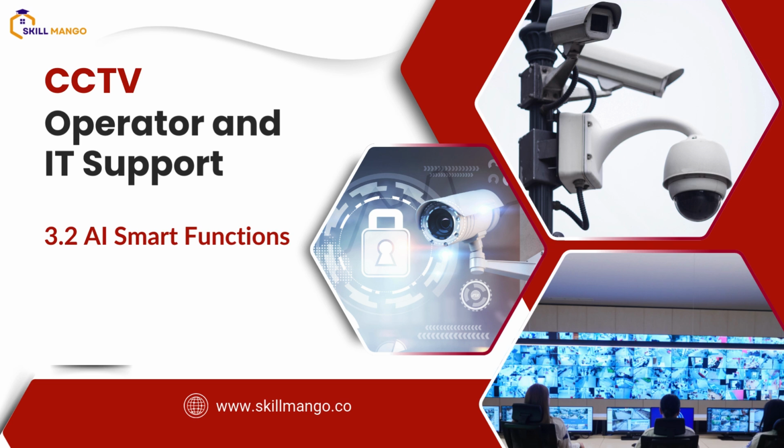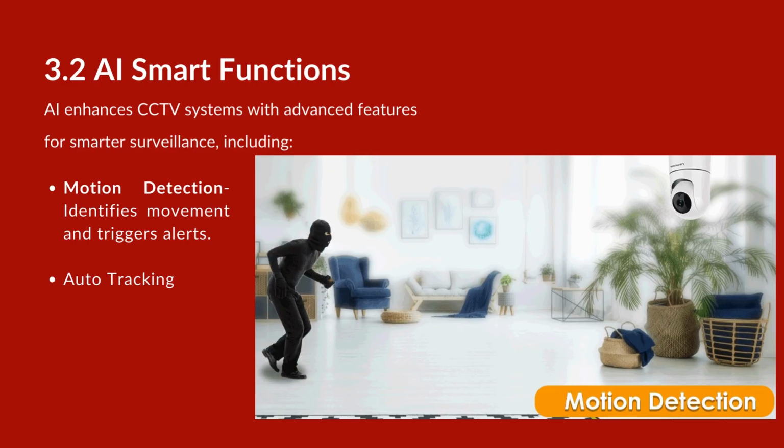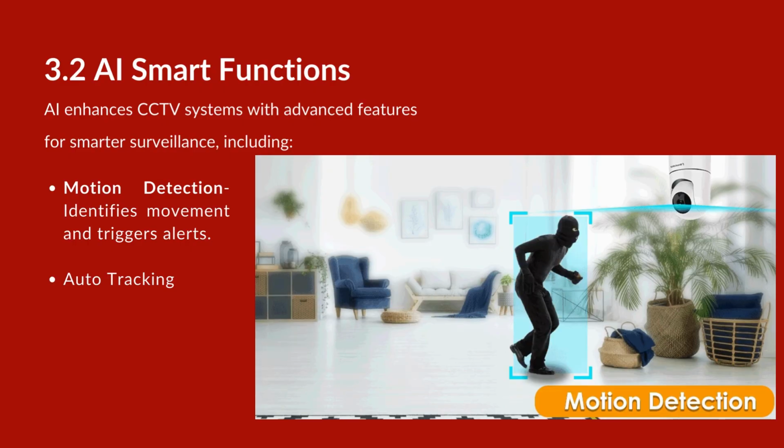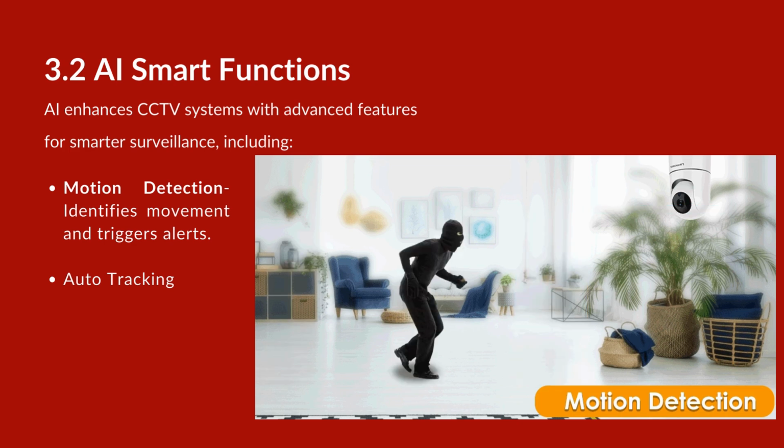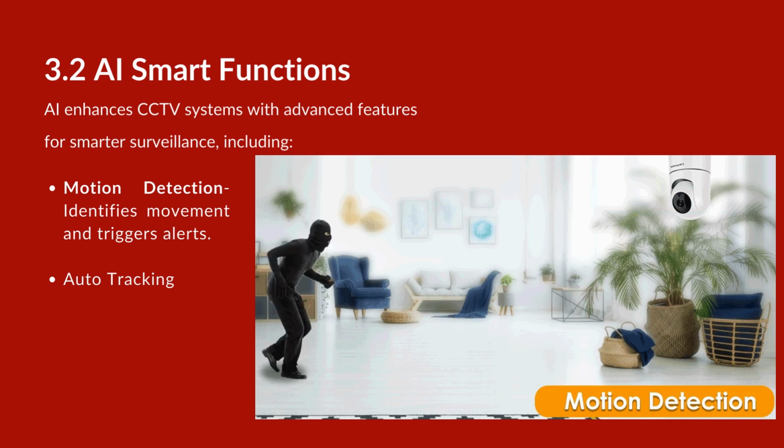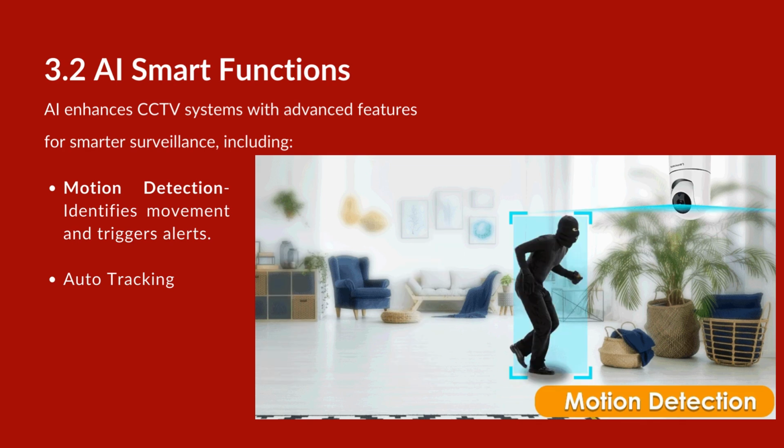This is 3.2. We'll be talking about AI smart functions for surveillance technology. Basically, AI enhances CCTV systems with advanced features like motion detection. We have motion detection in our cameras now all over the world. Any camera in this world that doesn't have motion detection is not a camera.